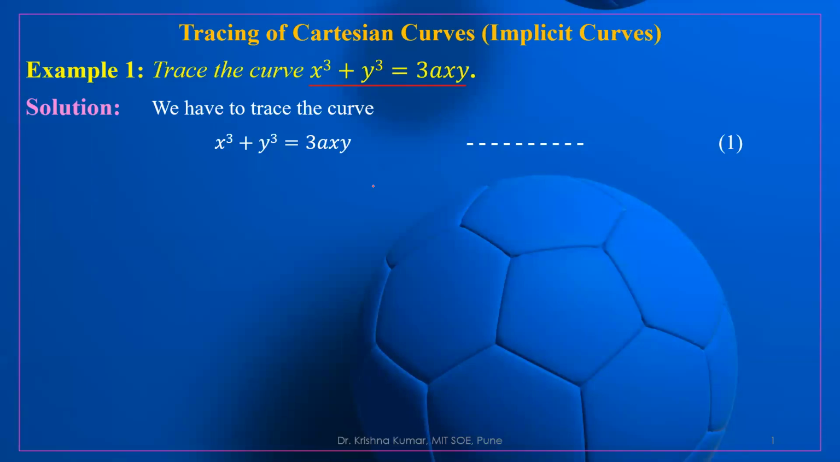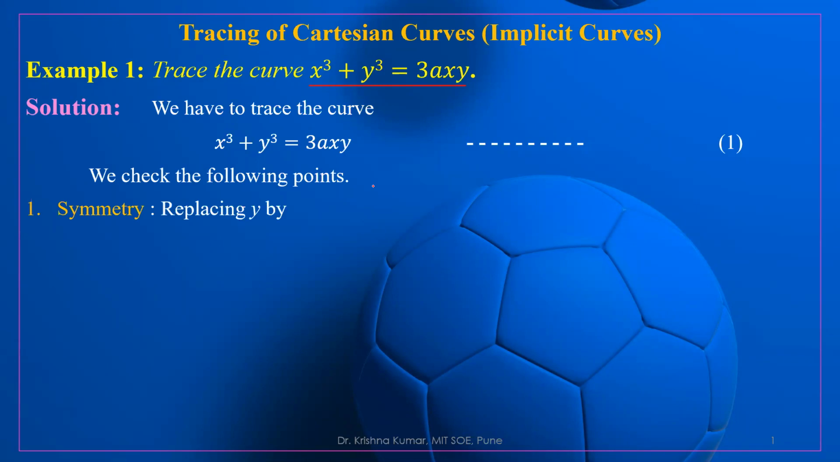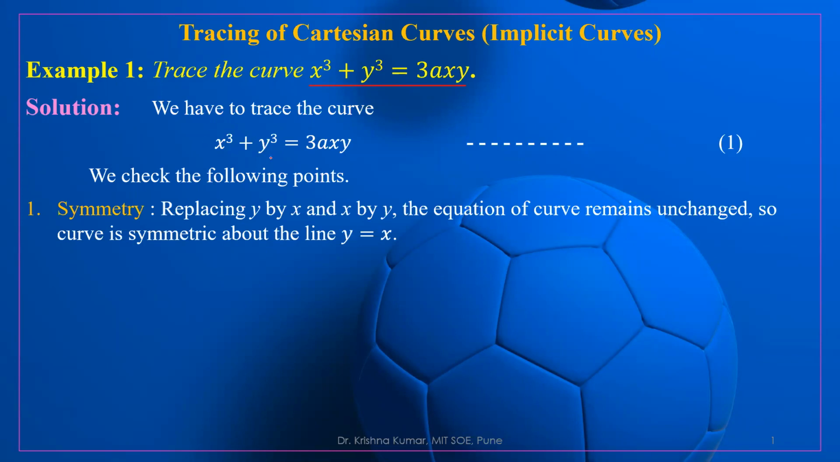So let us start from point number 1. What is point number 1? Symmetry. Clearly here the power of x and power of y both are odd. So the curve is not symmetric about the x-axis, not about the y-axis, not about both the axes, and not symmetric about the opposite quadrant. So there is no symmetry of the first 4 types. But if we replace y by x and x by y, the equation of the curve will not change. What does it mean? This means the curve is symmetric about the line y equal to x.